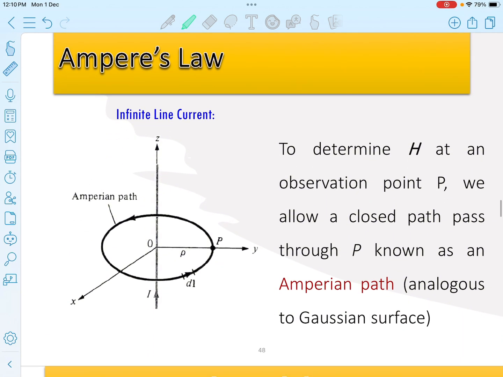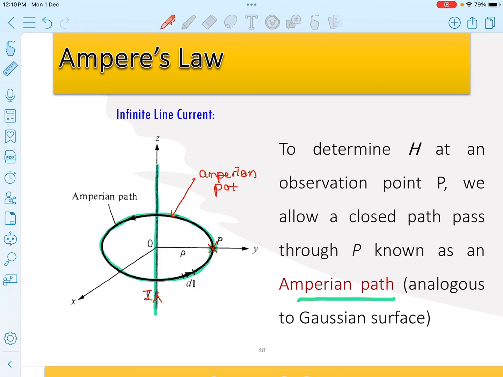To determine the magnetic field at one position, the first thing we have to do is construct an Amperian path. So this is the case. Now you have a current filament over here, and you can see that the current is going up. By using the right hand rule, we can estimate that the magnetic field will be a circular loop around this current. Let's say I want to find the magnetic field at this position P. I have to draw the Amperian path. So this is representing the Amperian path.